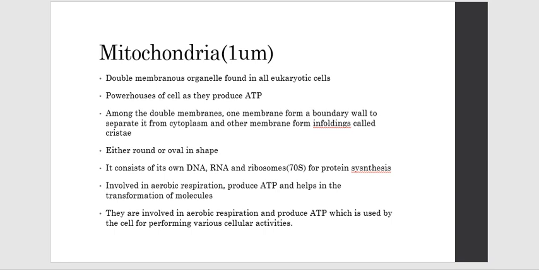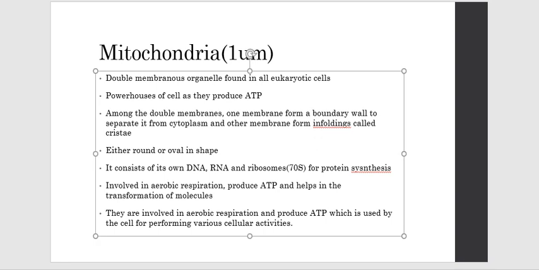Among the double membranes, one membrane forms a boundary wall to separate it from the cytoplasm, and the other membrane forms the infoldings towards the inner side of the mitochondria called cristae. Mitochondria is either round or oval in shape, as we have seen in the above pictures. It consists of its own DNA, RNA and the ribosomes for the protein synthesis, so that it can synthesize its own proteins itself. It is involved in the aerobic respiration, produces ATP and helps in the transformation of molecules.